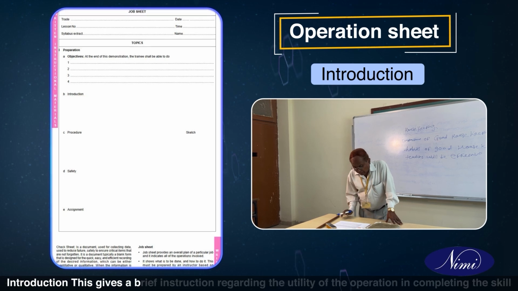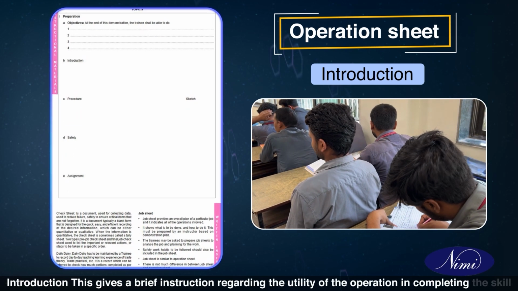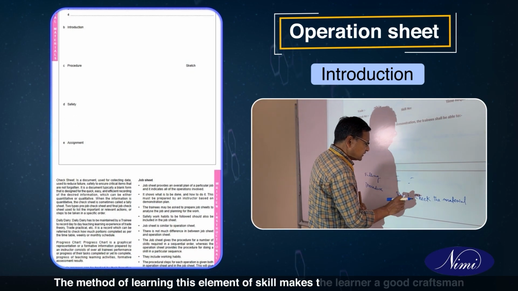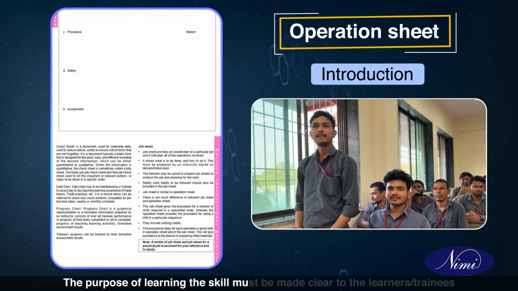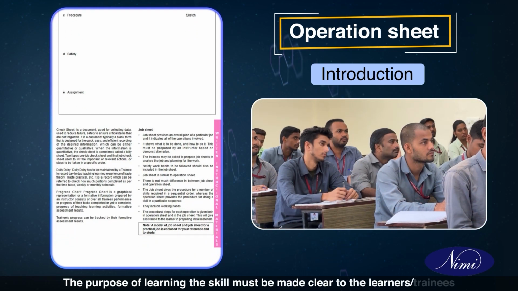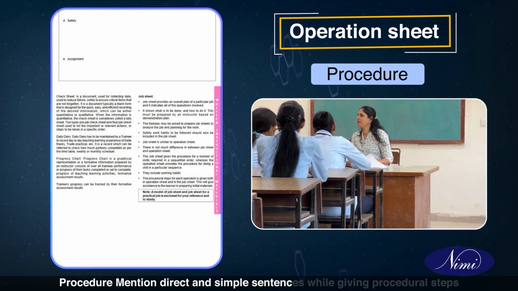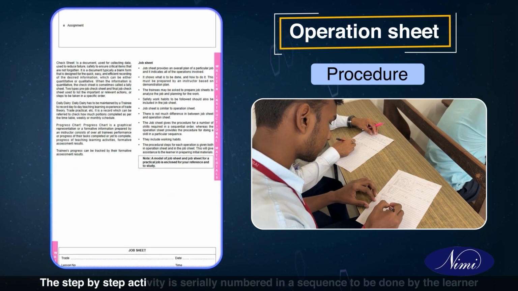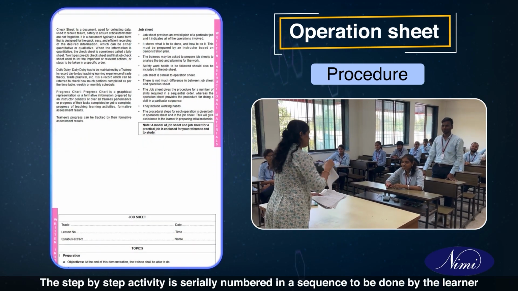Introduction. This gives a brief instruction regarding the utility of the operation in completing the skill. The method of learning this element of skill makes the learner a good craftsman. The purpose of learning the skill must be made clear to the learner trainees. Procedure. Mention direct and simple sentences while giving procedural steps. The step-by-step activity is serially numbered in a sequence to be done by the learner.